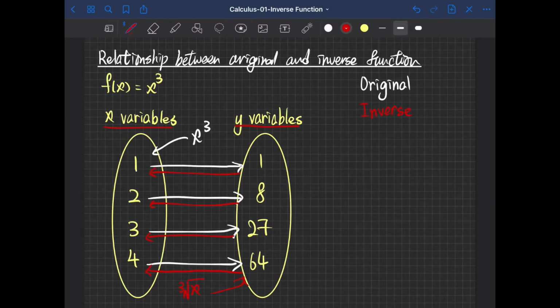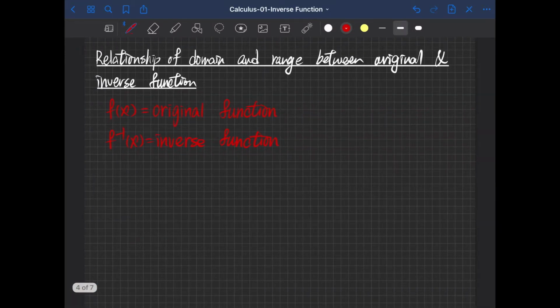And after we learned how to inverse the function, we'll go back here and try the same method to inverse it. Here is an interesting story about the domain and range between original function and inverse function. So, the domain of the original function is equal to the range of the inverse function. And obviously, the range of the original function is equal to the domain of the inverse function.